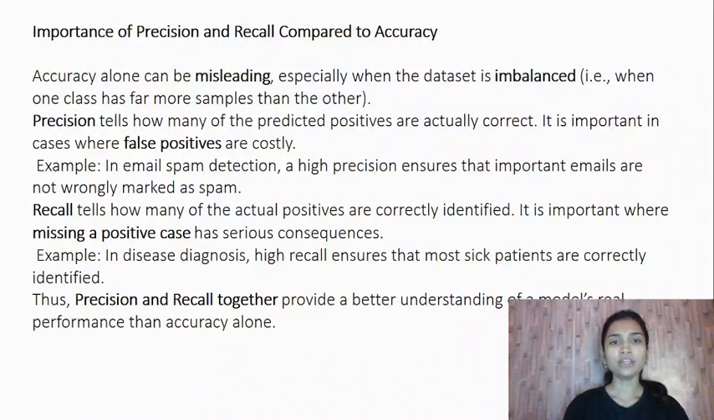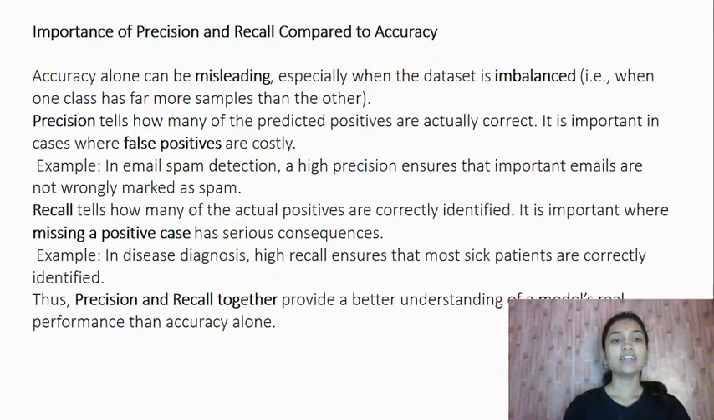Precision tells how many of the predicted positives are actually correct. It is important in cases where false positives are costly. Example, in spam detection, a high precision ensures that important emails are not wrongly marked as spam.